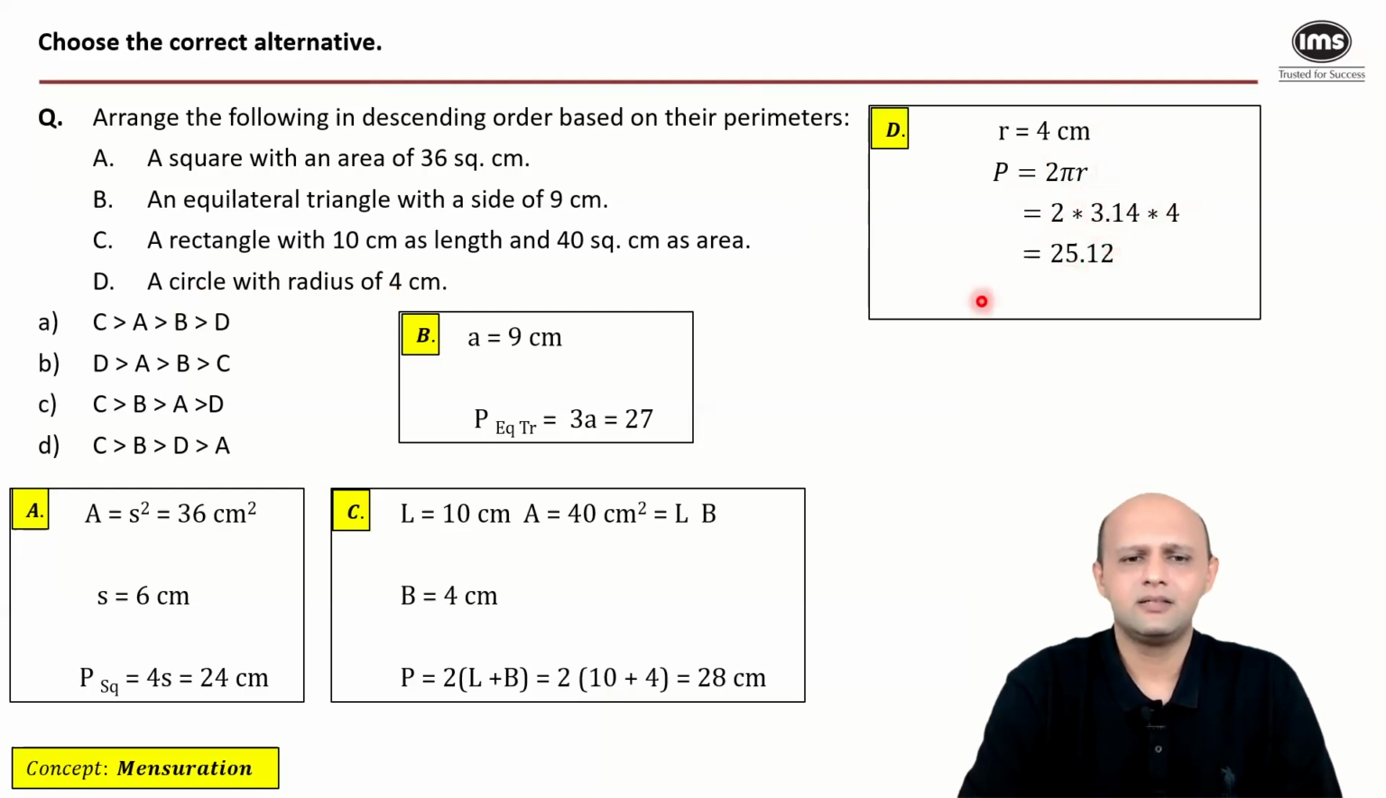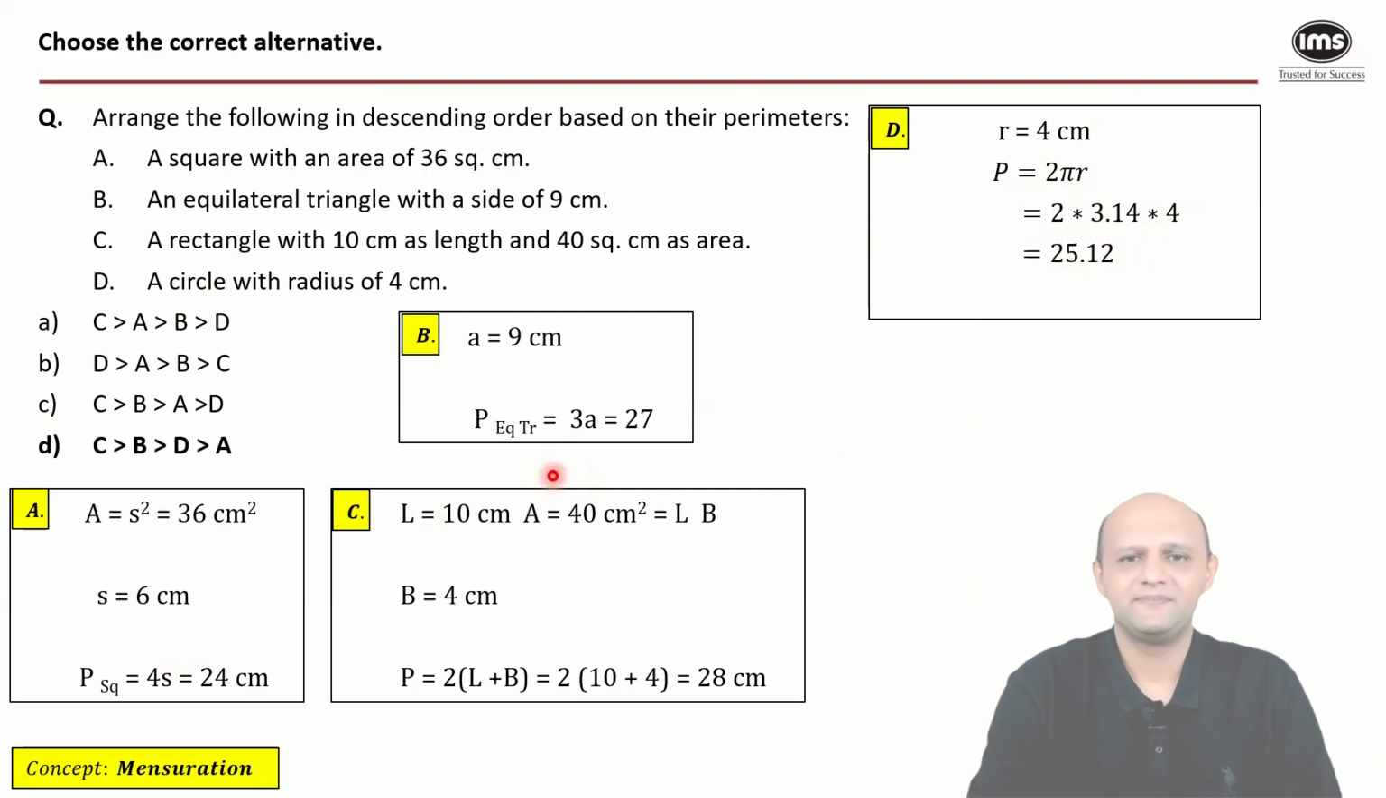Now, if you look at the values in descending order, the largest is C, followed by B, then by D, and finally with A. So what's your answer? Answer is option D.